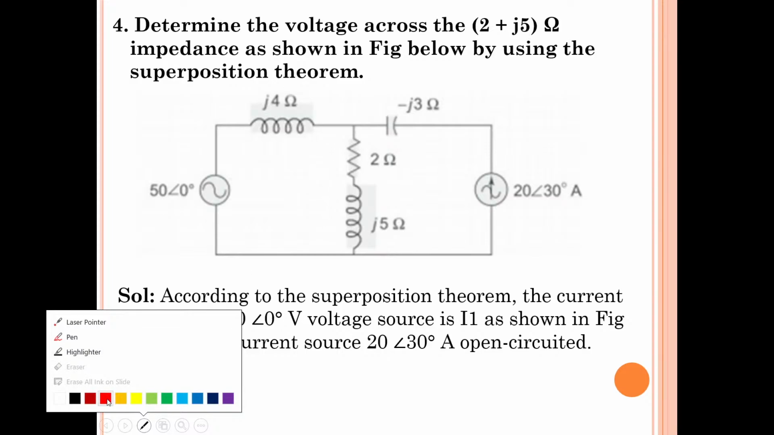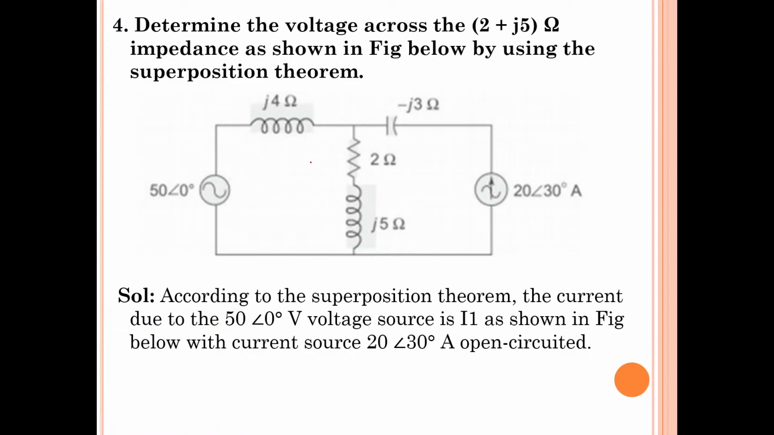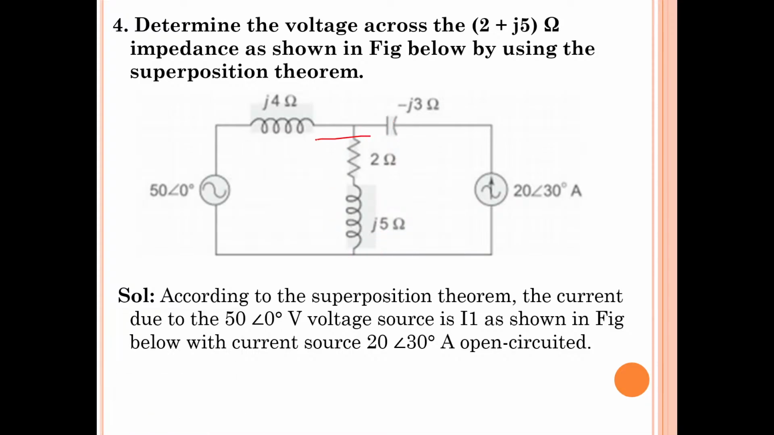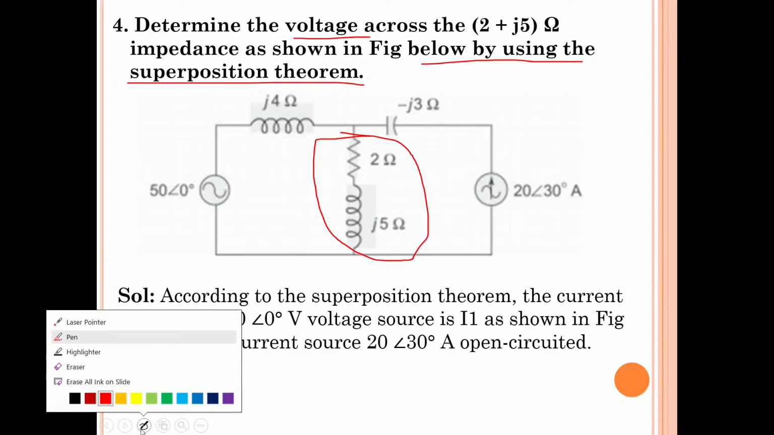So this is our impedance, the impedance across which I have to determine the voltage by using the superposition theorem. So I have to use the superposition theorem to determine the voltage across 2 plus j5 ohms. So you just copy the circuit and write the question.